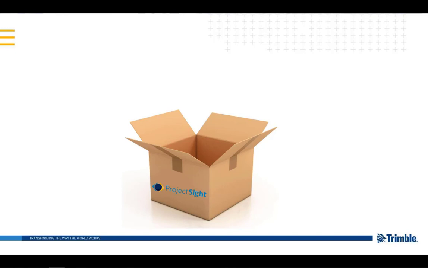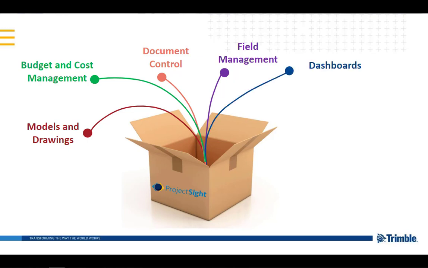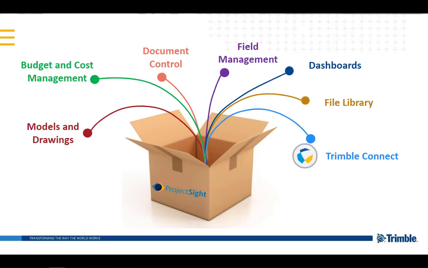So, what comes out of the box? ProjectSight has everything you would expect from a project management solution. Models and drawings, budget and cost management, including the ability to track and manage change, document control, things like RFIs, submittals, field management, where you're able to track quality and safety. We also provide dashboards and a file library. And ProjectSight also includes Trimble Connect, our collaboration environment that enables architects, engineers, contractors, and owner-operators to collaborate on building projects.